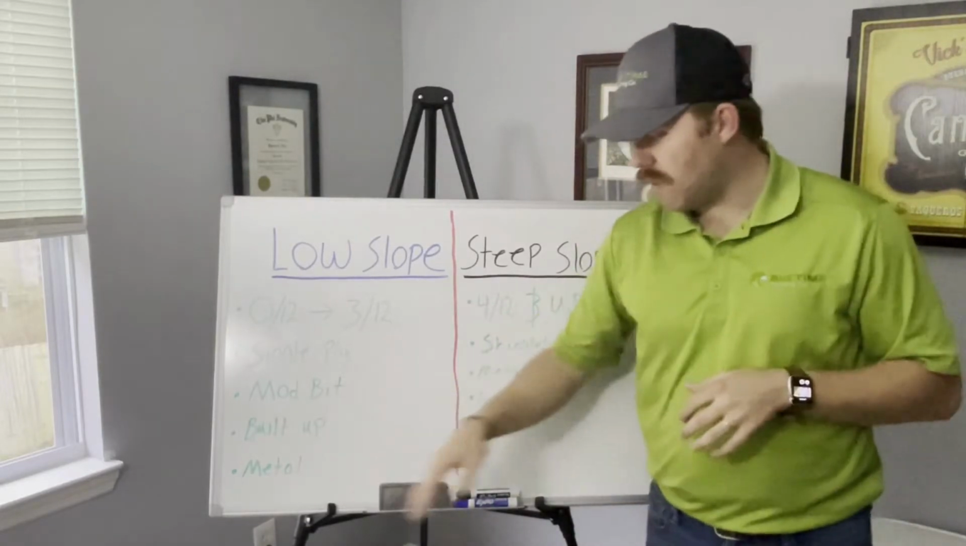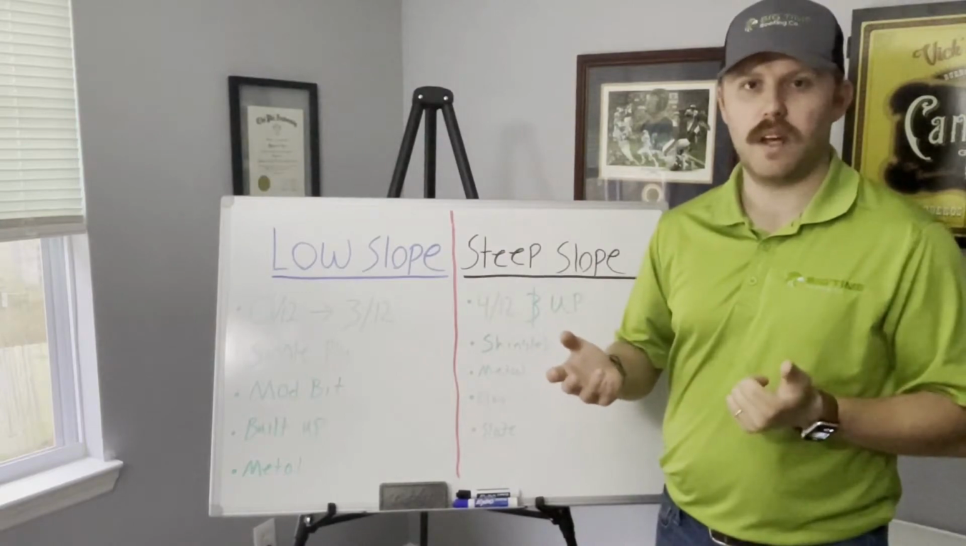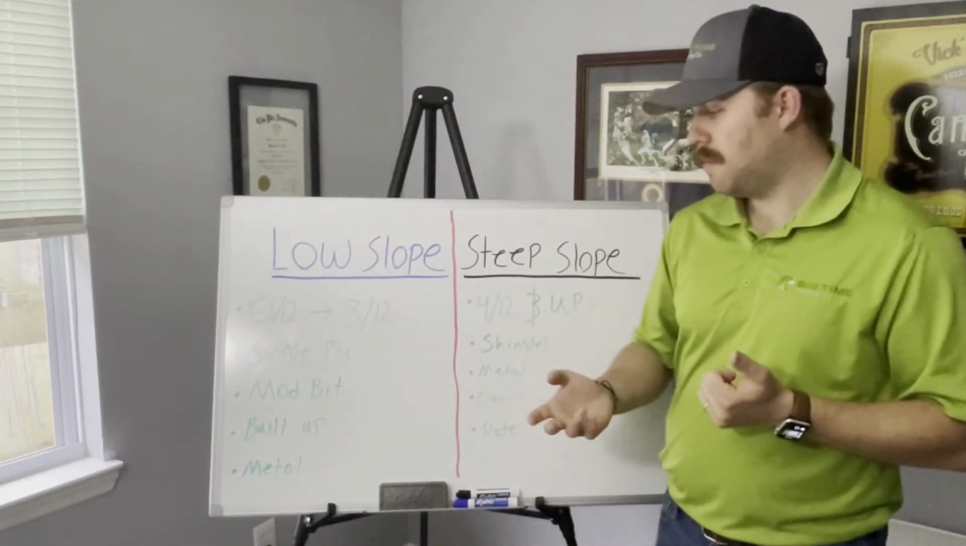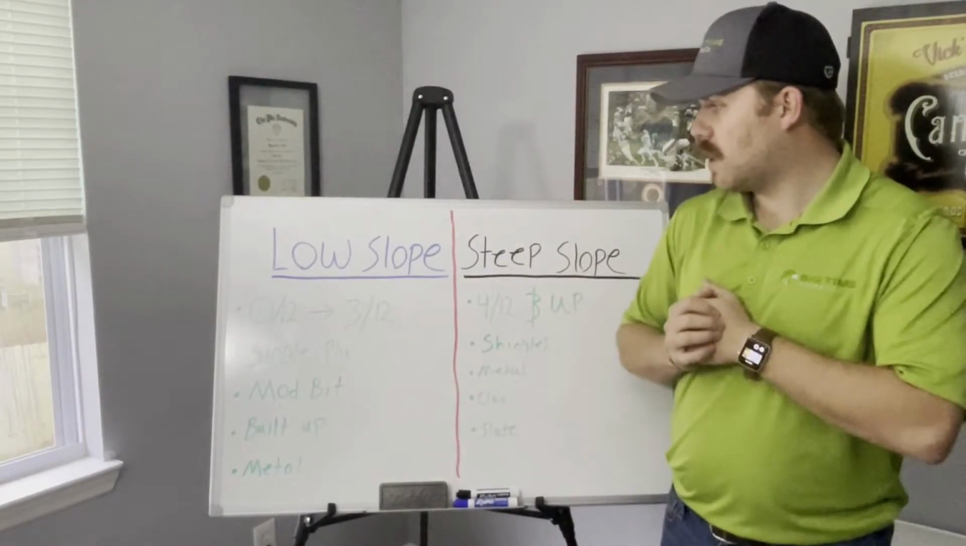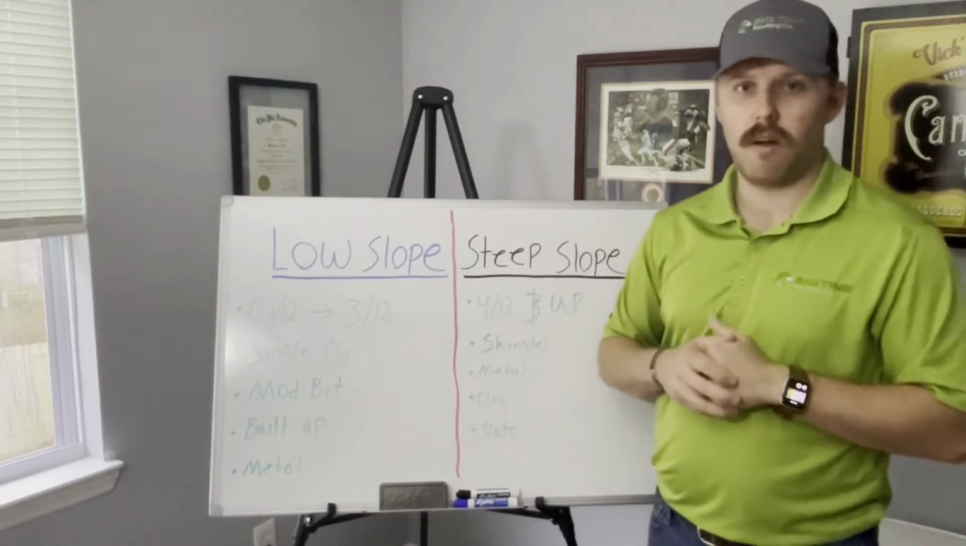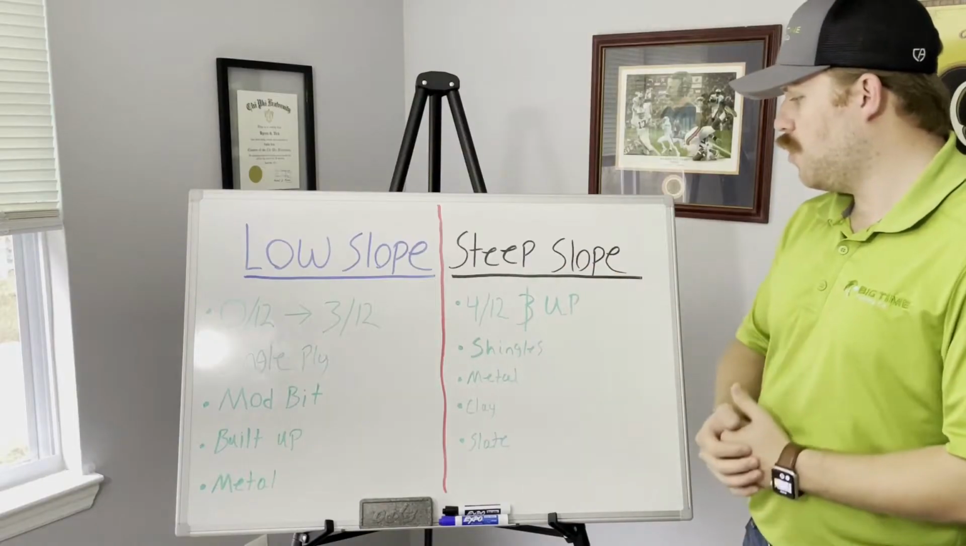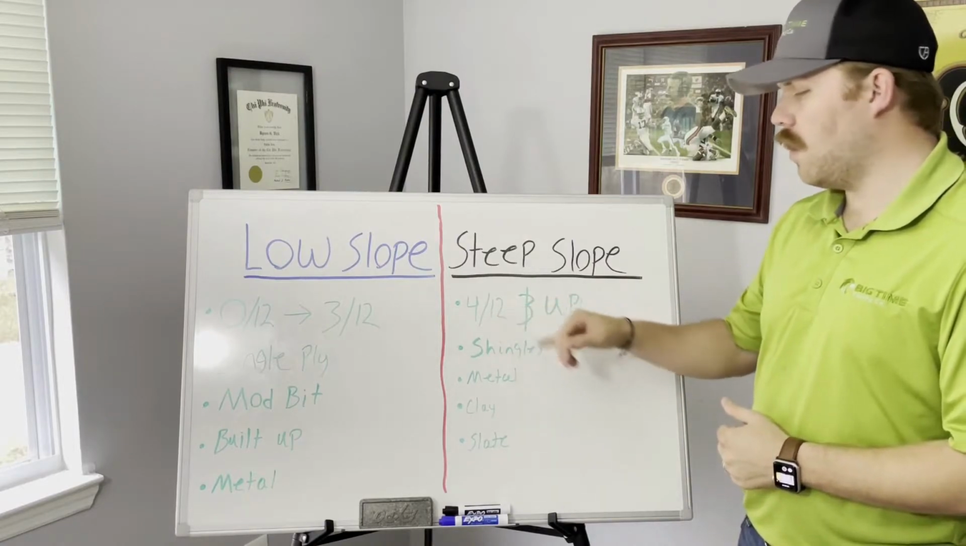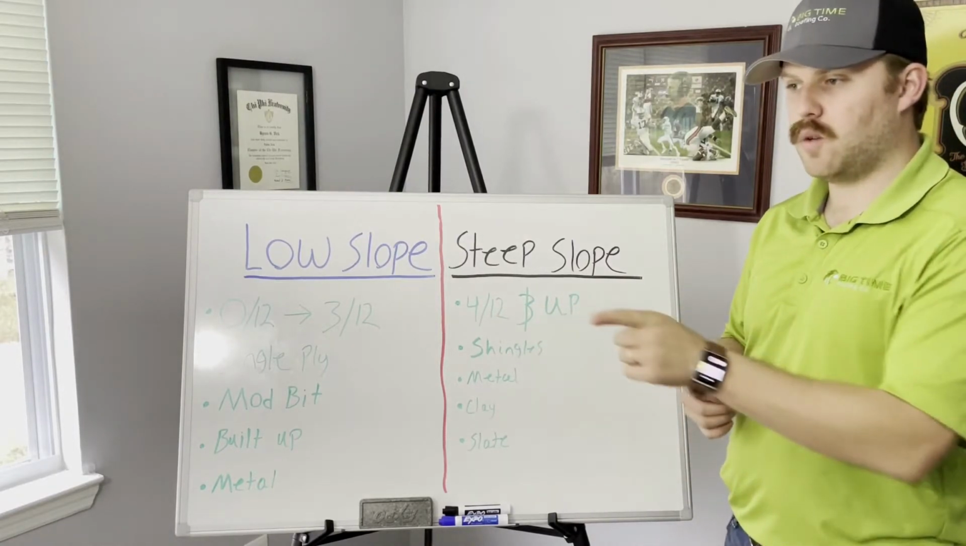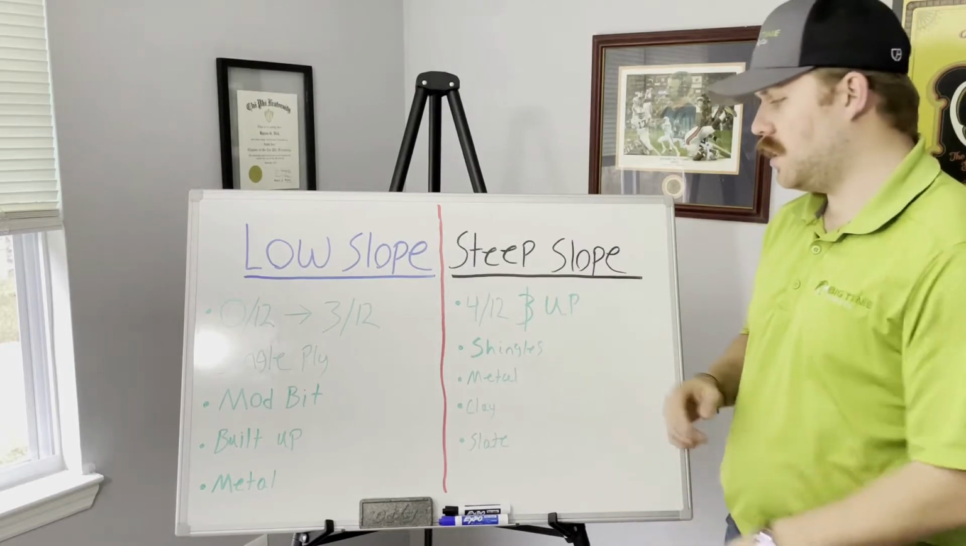And then also you have metal. So there is low slope metal roofing, exposed fastener systems that you can install, and they work really great on low slope roofing. Steep slope roofing is characterized by 4-12 pitch and up, meaning for every 12 inches this way, it drops 4 inches and up.